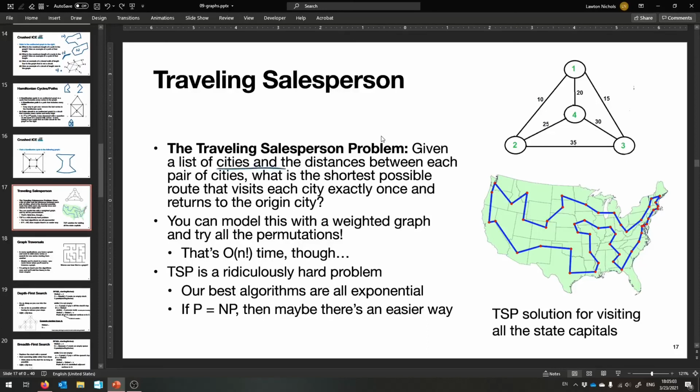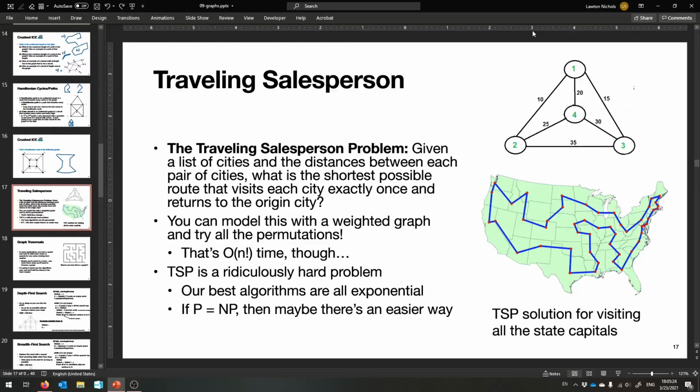You have a list of cities and the distances between each of them. So you can go from here to any of these other ones, but it would behoove you to go to the best one, okay? So you want the shortest possible route that visits every city exactly once and returns to where you started, okay? So this is surprisingly a very hard problem.